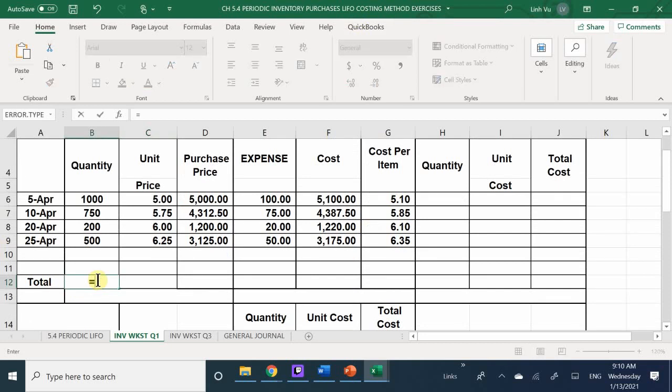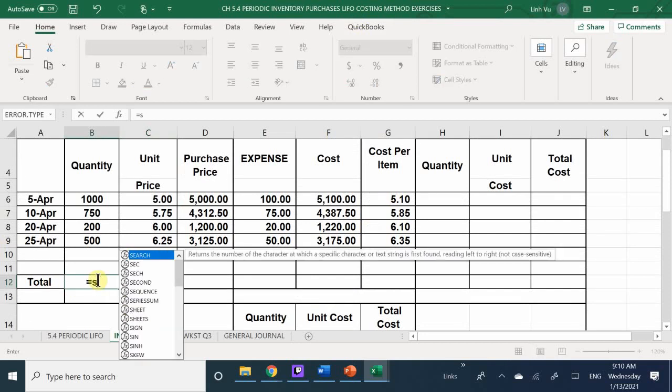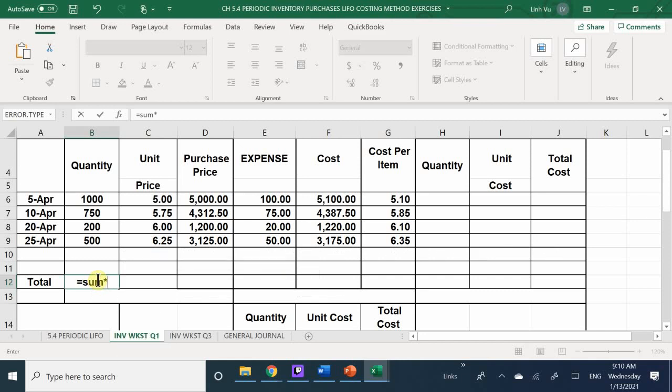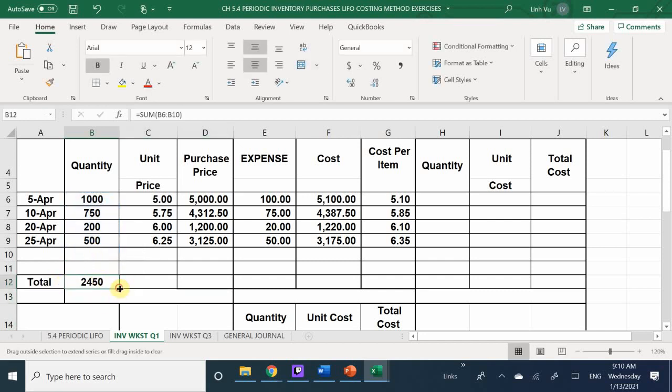Yes. So how many items did I purchase in total? 2,450. So let me go ahead and highlight all this. There you go, 2,450. How much was my total purchase price? 13,637.50. Yes. And how much was my total freight? 245. Okay. And then lastly, what was my total cost? 13,882.50. Okay. So again, we don't need this column. And I'm going to format these real quick. Okay. So there you go.